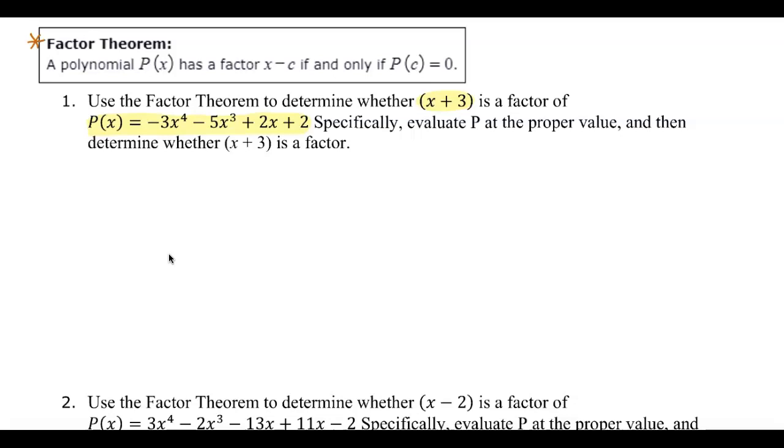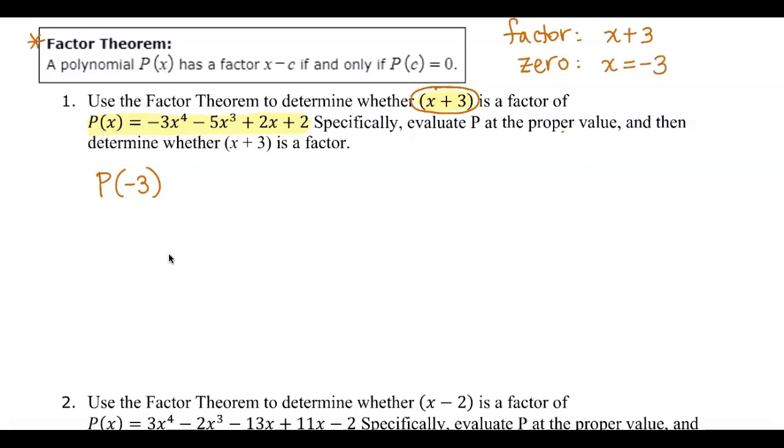They said to specifically evaluate p at the proper value and then determine whether x plus 3 is a factor. So this is how you do it. If you want to see if this x plus 3 is a factor of this polynomial, go ahead and find p of negative 3. And if you're wondering where you got negative 3 from, if that's a factor, then the zero is x equals negative 3.